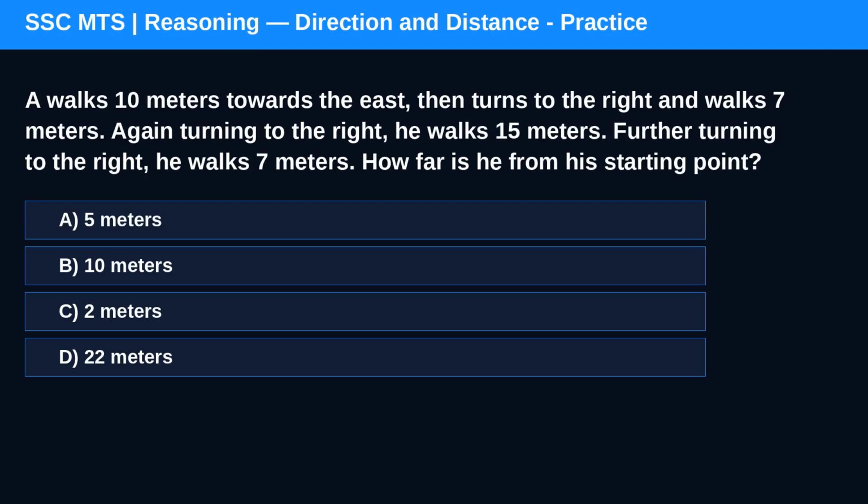Question 5. A walks 10 meters towards the east, then turns to the right and walks 7 meters. Again turning to the right, he walks 15 meters. Further turning to the right, he walks 7 meters. How far is he from his starting point? Option A 5 meters, option B 10 meters.